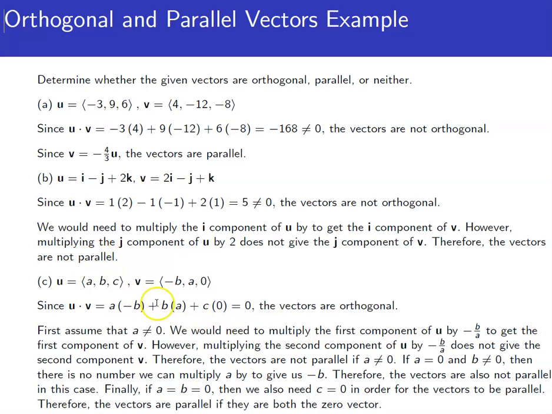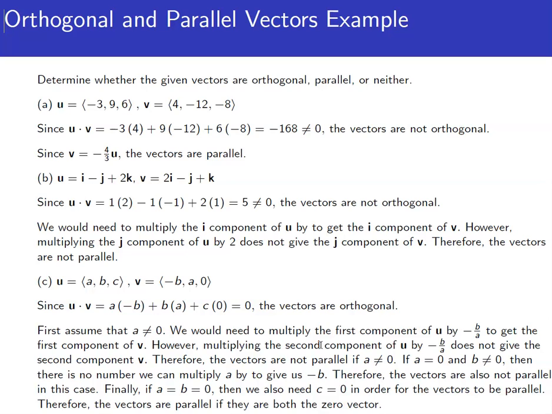Finally, let's look at an example here that just has some unnamed constants in the components. In this case, again, checking whether or not they're orthogonal, we can do that through the dot product. a times -b plus b times a plus c times 0. We really do get 0 in this case. So no matter what a, b, and c are, these vectors will be orthogonal to one another.